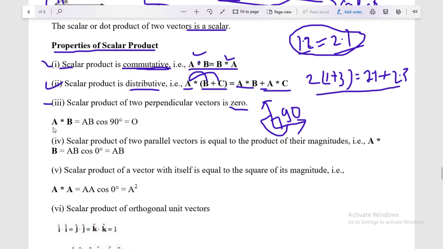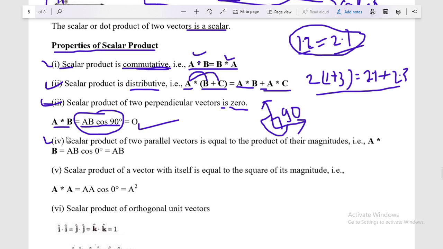By definition, a dot b is equal to ab cos 90, according to the definition of scalar product. Since cos 90 is 0, this whole part becomes 0. So a dot b is 0, right? It means the scalar product of two perpendicular vectors is 0. So this was the third property. Let us discuss the fourth property.